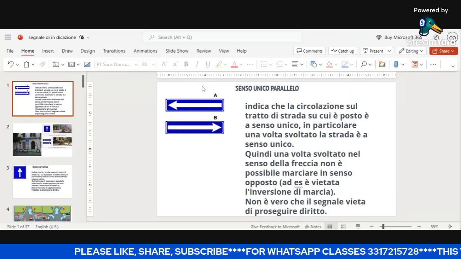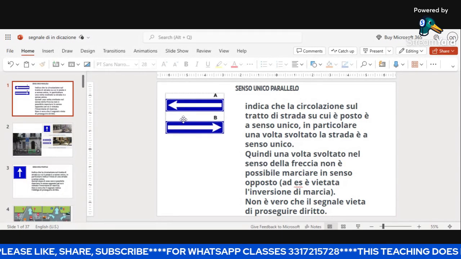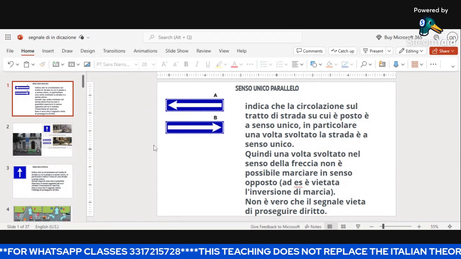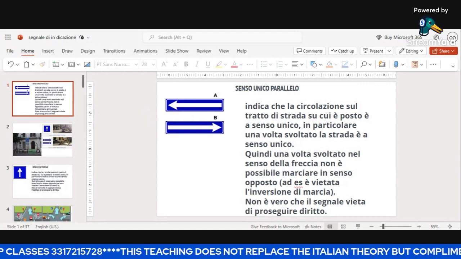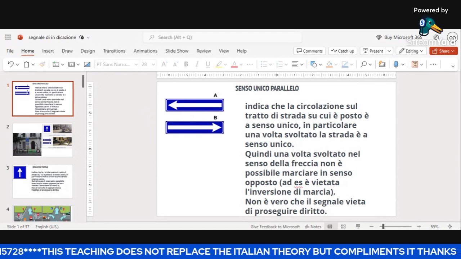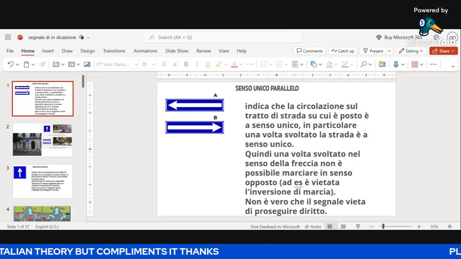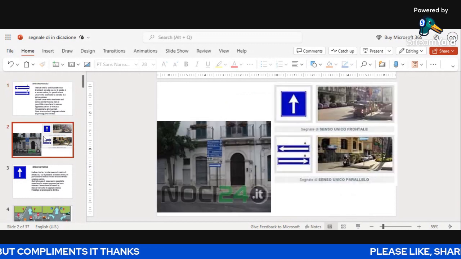Remember, when you see this signal, it does not oblige you to go to your left or to your right. It just tells you that immediately you follow this freccia, the direction, it is a one-way road. Non è vero che il segnale vieta di proseguire diritto. It is not true that this signal forbids you to go straight forward. Okay, it is not true that it forbids you to go straight forward, guys.